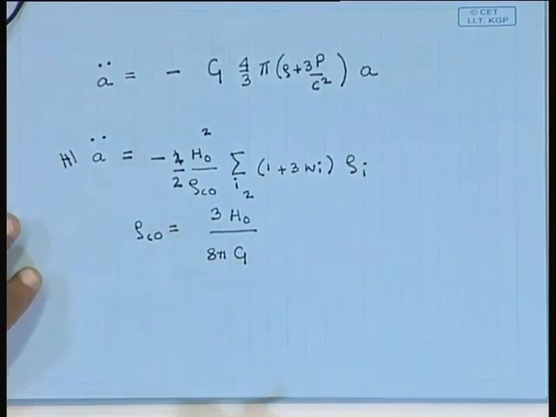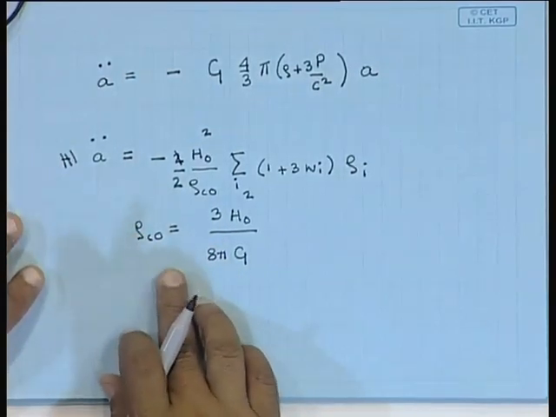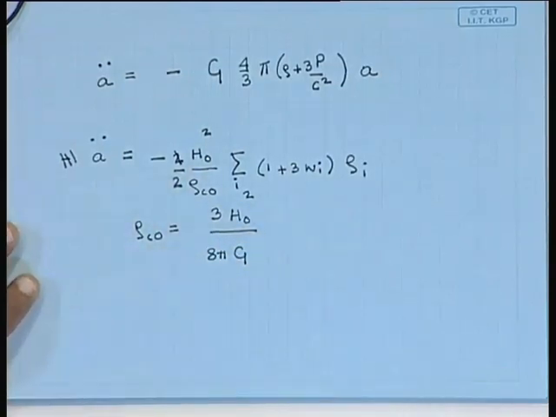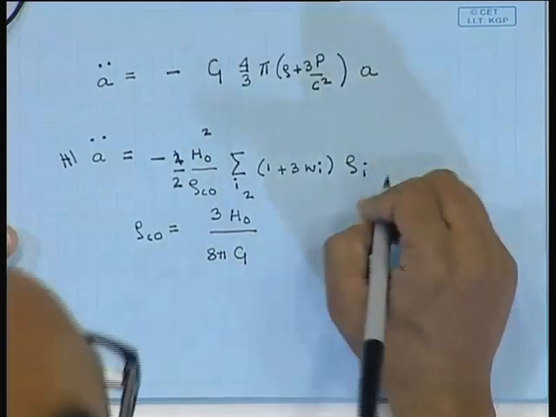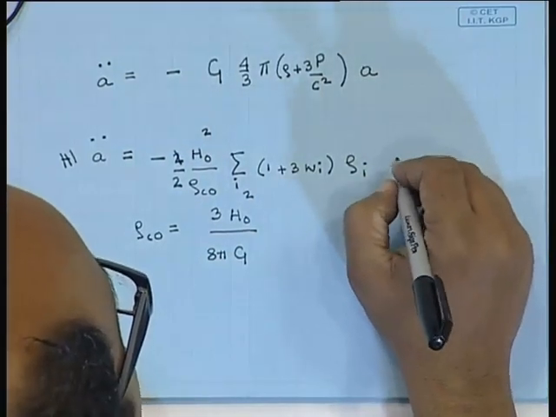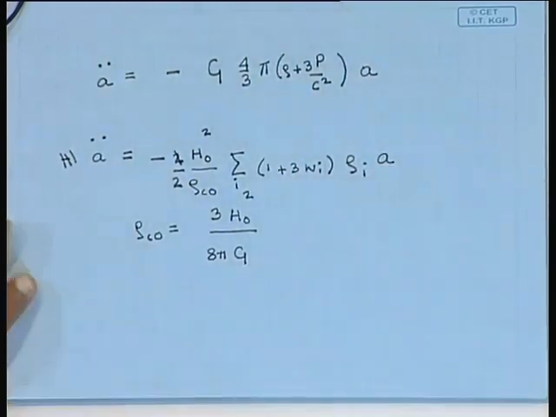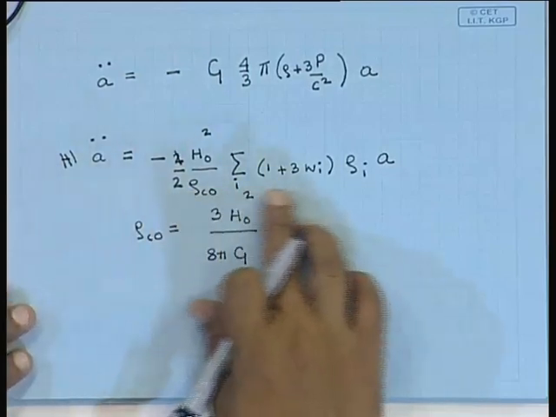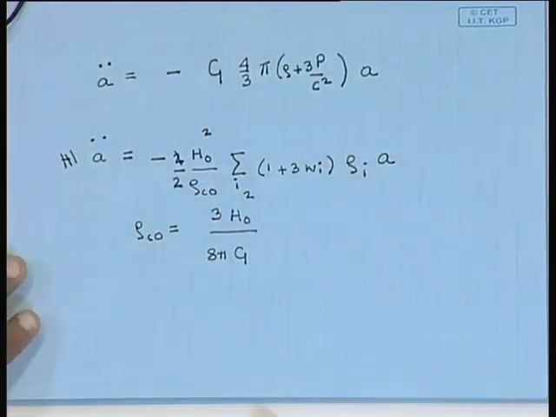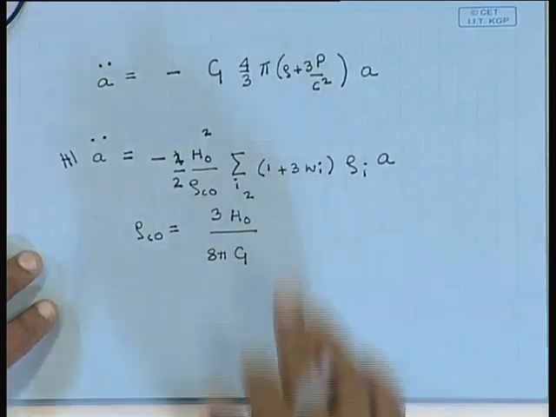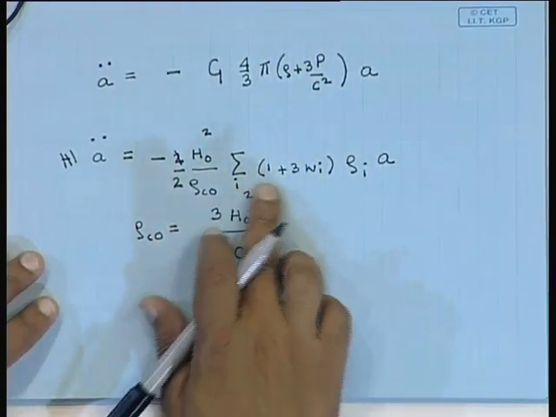Right, and 3 by 2. So, 4 pi G by 3 is going to be H naught squared by 2 rho critical naught, okay. And we have a factor of a here, right? That's what we have from this equation. We have replaced the pressure 3p by c squared in terms of the equation of state 3w.